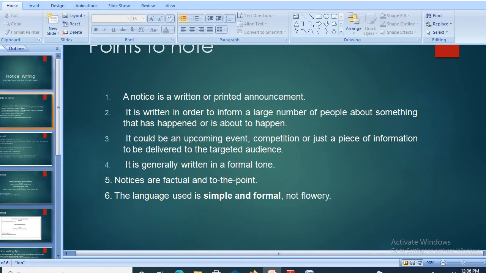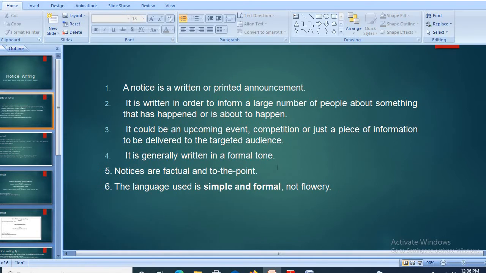Okay, remember it is generally written in a formal tone. It is written in a formal tone. And remember notices are factual and to the point. They are factual and they are to the point. The language used is simple and formal, not flowery. That means complicated language should not be used. The language in case of notice writing should be very simple, it should be formal. So see this particular sixth term that I have discussed right now. The language used is simple and it should be formal.